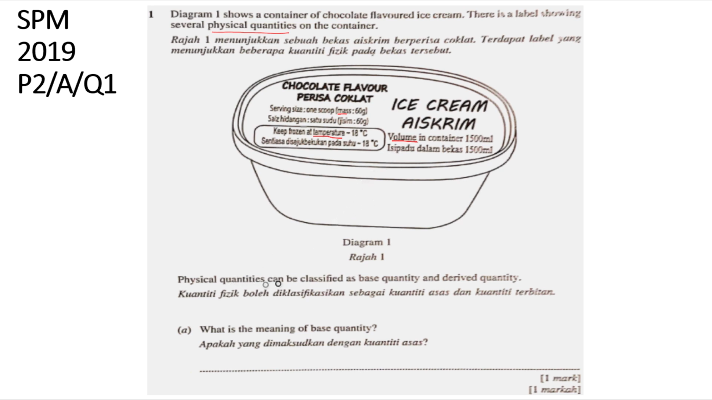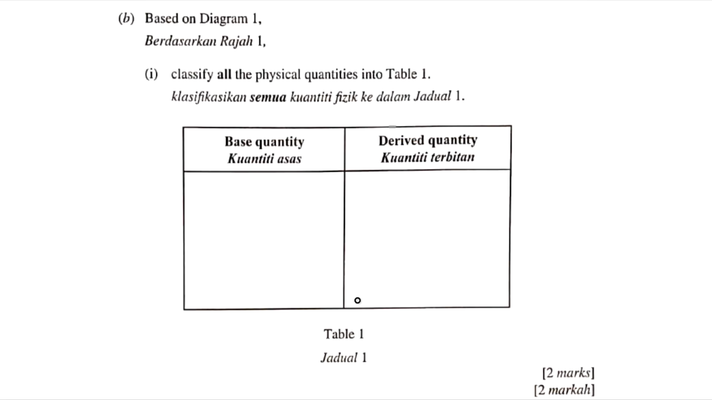Physical quantities can be classified as base quantity and derived quantity. So the first question, what is the meaning of base quantity? What is the keyword? Just write the quantity that cannot be derived from other physical quantity. Quantity that cannot be derived from other physical quantity. That is the answer.